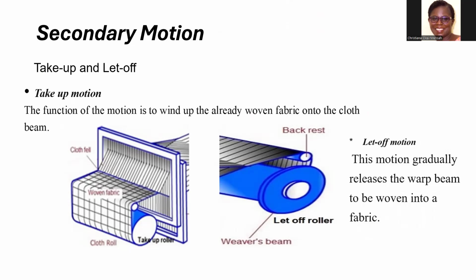Okay. So the let off. This motion gradually releases the warp beam to be woven into fabric. So the warp beam there releases the warp yarns or the warp ends for you to get a sheet to weave. So that is the let off motion. Take up takes the already woven one onto the cloth beam, and let off releases already wound fresh yarns onto the working area for you to weave. I hope you understand it.